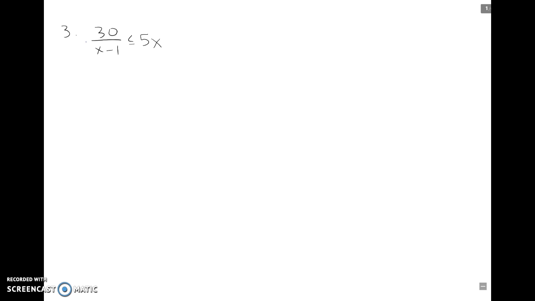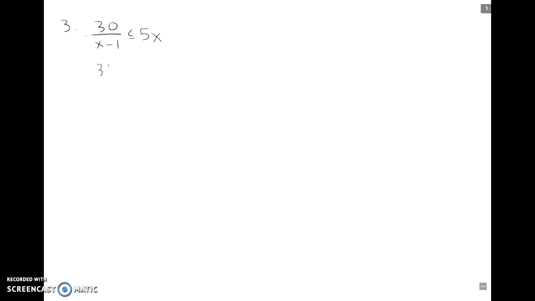All right, this is number 3 on the sign analysis worksheet. You have 30 over x minus 1 is less than or equal to 5x. So this is a rational function. You have a fraction. You want to move everything to one side, set it equal to 0, and combine your fractions, and then pick your key points from there. So the first step I'm going to do here is move the 5x over.